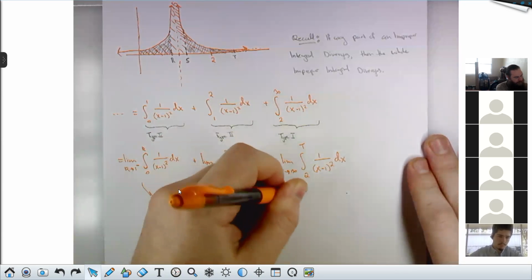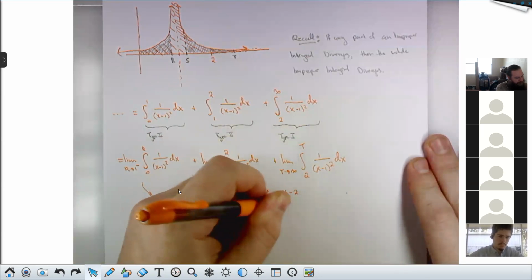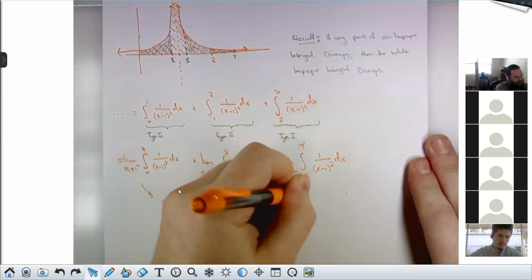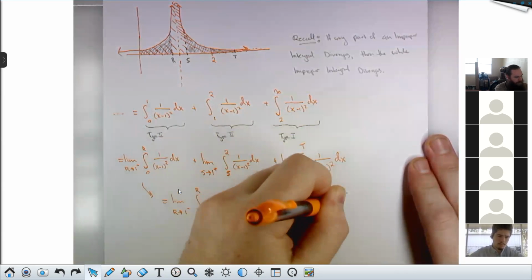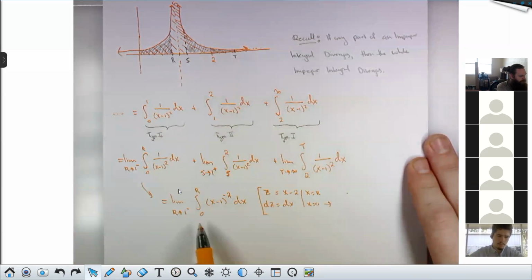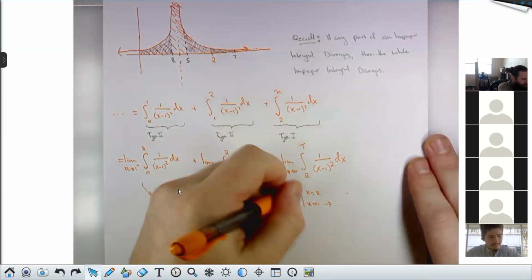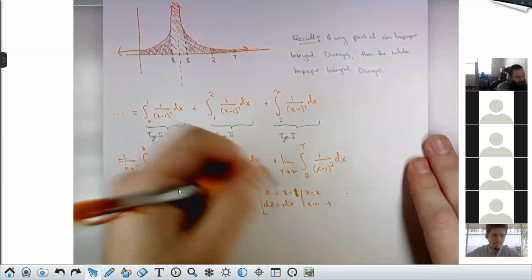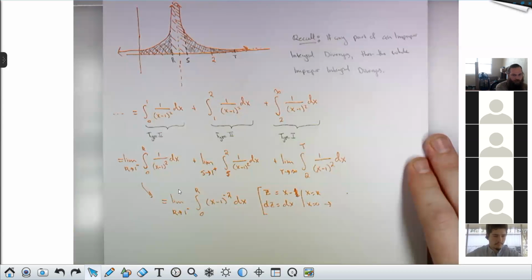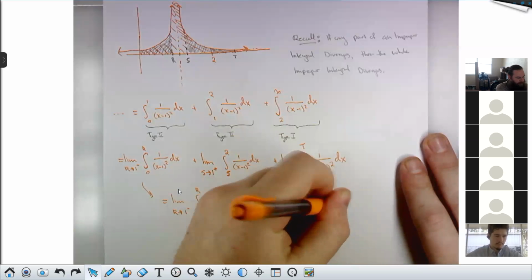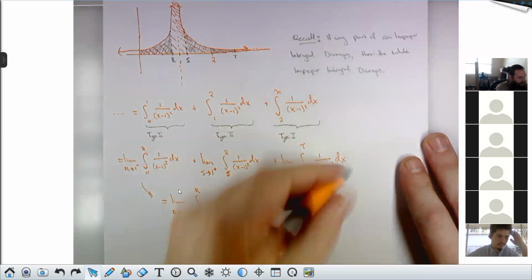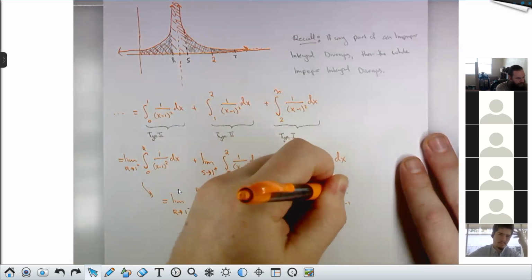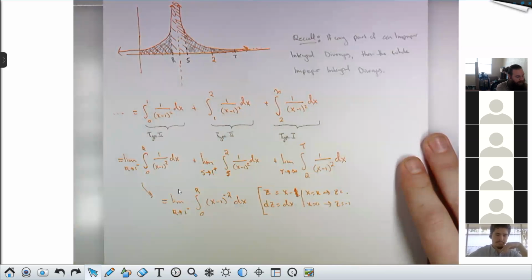z equals x minus 1, dz is dx. x is equal to 0, x is equal to r. I don't know why I keep writing 2's there. Yeah, this is x minus 1. I'm sorry. When x is equal to 0, z is equal to 0 minus 1, which is negative 1. And when x is equal to r, z is equal to r minus 1.